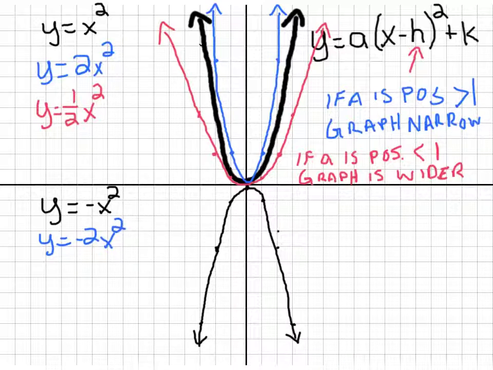Alright, so let's plug in some numbers here. If x equaled 1, so 1 squared is 1 times negative 2 is negative 2. So 1, negative 2, it's going to be right there. And if x were to equal a negative 1, negative 1 squared is positive 1 times negative 2 is a negative 2. Okay, and then if we decided to go to 2, 2 squared would be 4 times negative 2 would be negative 8.